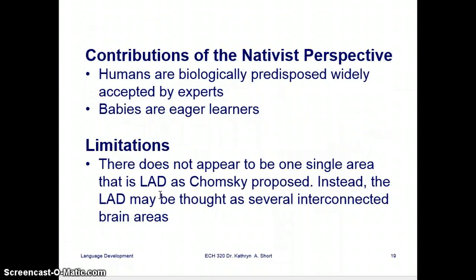Okay, so contributions of the nativist perspective. Point 1, humans are biologically predisposed, widely accepted by experts. Point 2, babies are eager learners. Next point, limitations. What are the limitations of this theory? The limitations are, there does not appear to be one single area that is the LAD, as Chomsky proposed. Instead, the LAD may be thought of as several interconnected brain areas. So in your brain, imagine certain points in the brain, they're all connected.